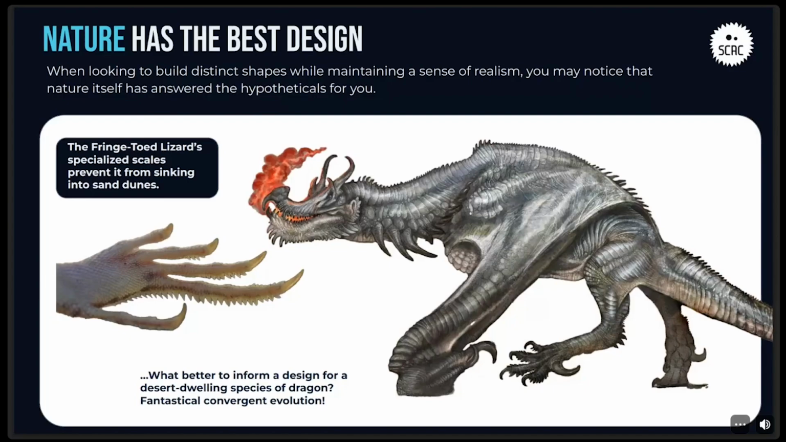Here's the fringe-toed lizard. It's found in the California area, little Arizona area. It has these lovely little feather-like scales on its toes that prevent it from sinking in sand. It has a whole other suite of adaptations, but I love the shape that gave. It's spiky, which you'd expect a dragon to be, but it's got function.